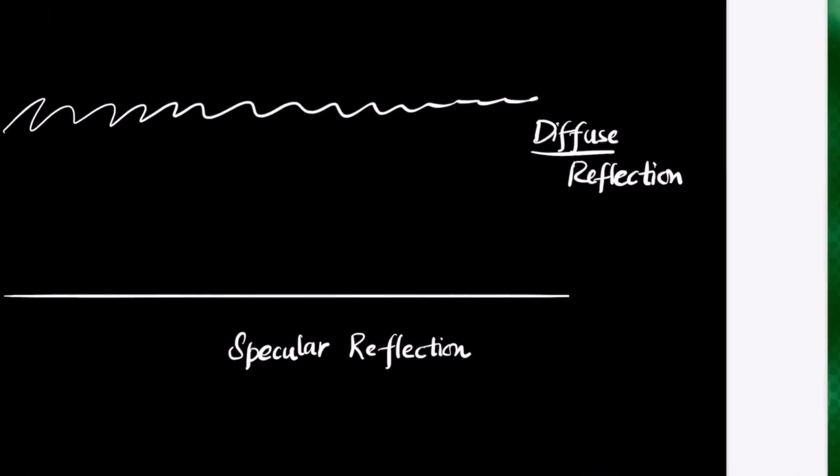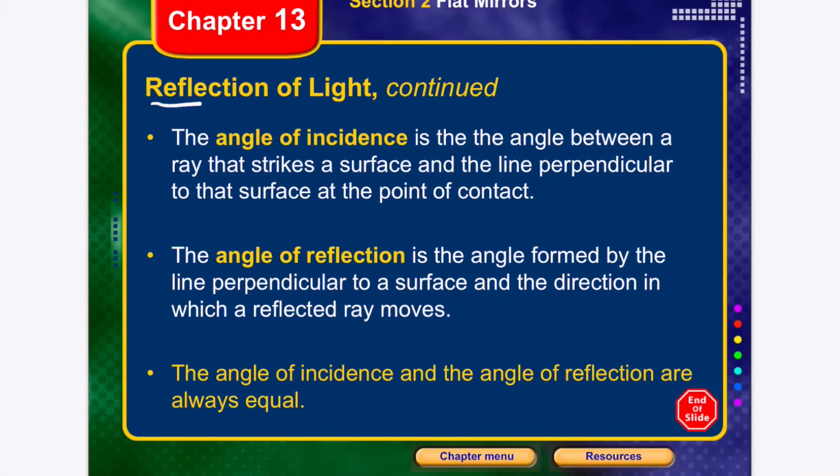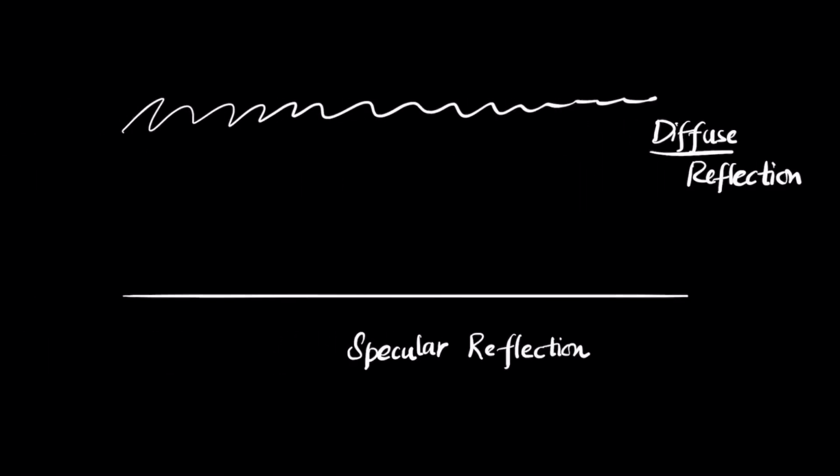So how does the reflection occur? Reflection consists of two main angles, an angle of incidence and the angle of reflection. What is the angle of incidence and what is the angle of reflection? Let's take the example of specular reflection. Let's say you have a normal in the center. This line is called a normal. The normal is perpendicular to the surface, so there is a 90 degree angle between the surface and the normal.